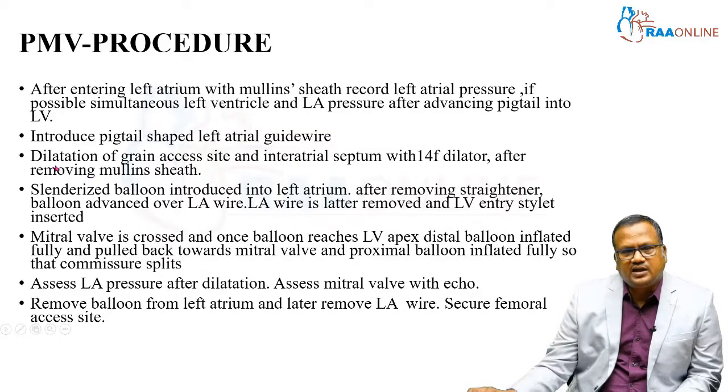Then what you do is dilate the groin site as well as the interatrial septum with 14 French dilator. So as I told, the Mullen sheath is 8 French, the balloon is little bigger. So before putting the balloon, we have to dilate the groin site as well as the interatrial septum with 14 French dilator. This is the most important step because once you dilate, and if in case the pigtail you have not punctured properly, if you dilate, then the hemopericardium or pericardial effusion happens at this step.